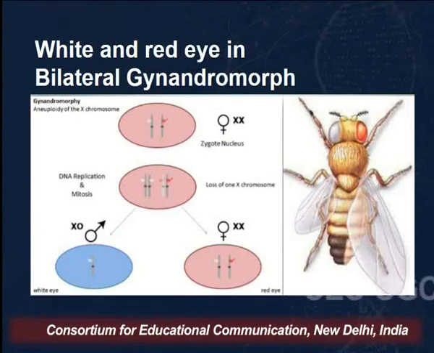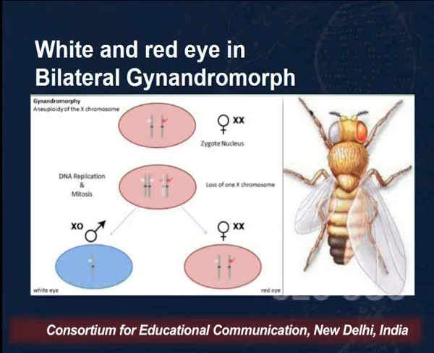There's another classical example of white and red eye in a bilateral gynandromorph. As you can see on the screen, viewers, the gene for the eye color is lost at the time of anaphase, and therefore one of the gametes receives only XO, that is 1, and the other one receives XX, and one of the genes is lost. So within the same Drosophila, one of the eyes is red and the other one is white.